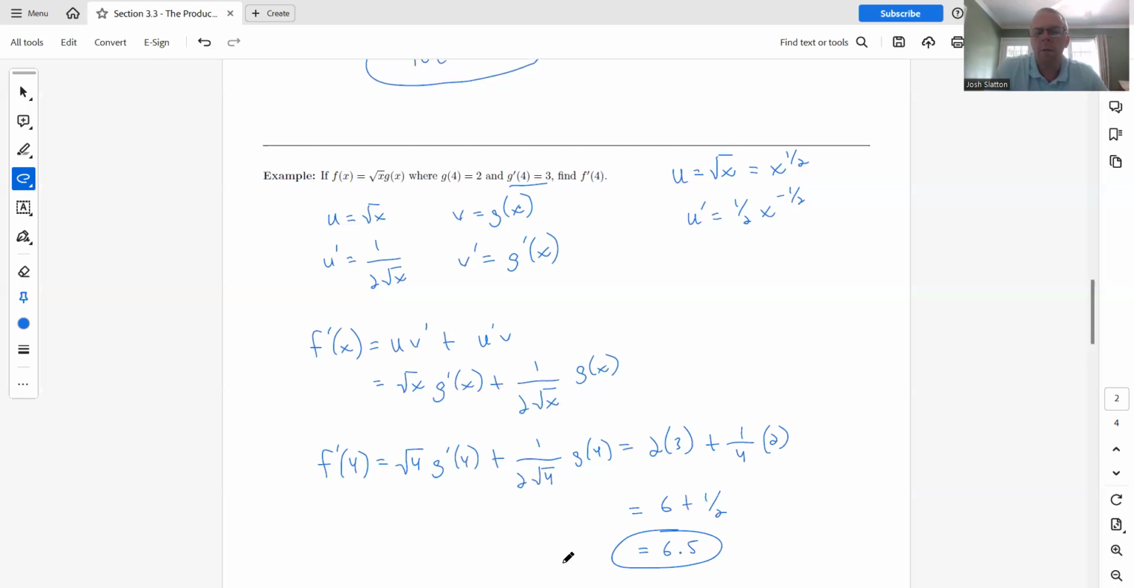Okay, so when you have an abstract function, there's no point in doing one like this unless you have a couple of values that you're interested in. So just plug that in for the v, and then plug in the numbers after you get the derivative.